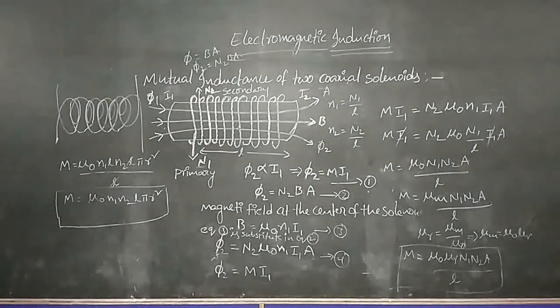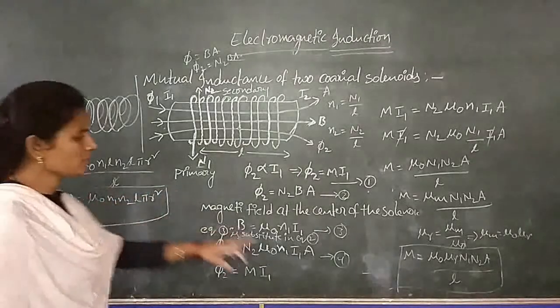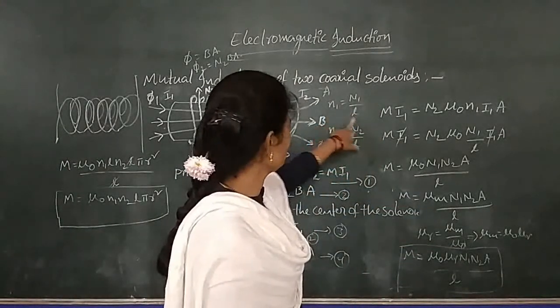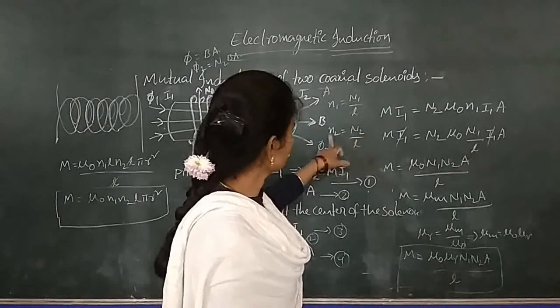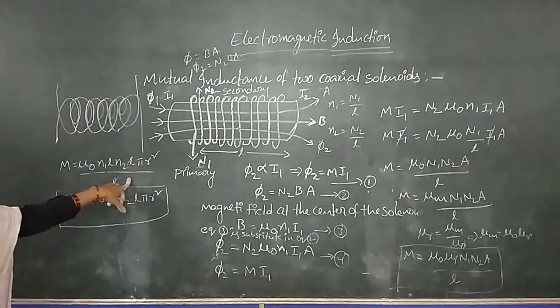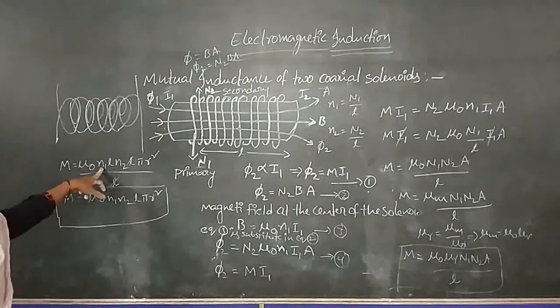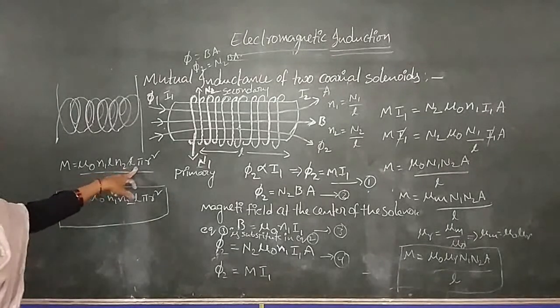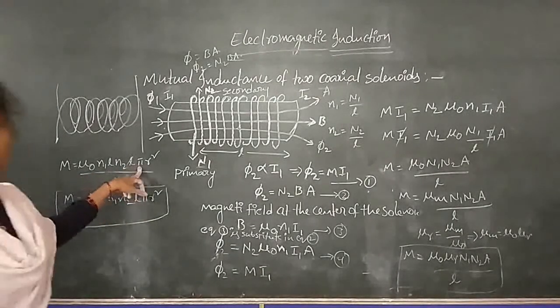So here, capital N1 is nothing but small n1 into L. Capital N2 is nothing but small n2 into L. We have to substitute in place of capital N1 small n1 into L, and capital N2 equal to small n2 into L. Area is nothing but pi r square.